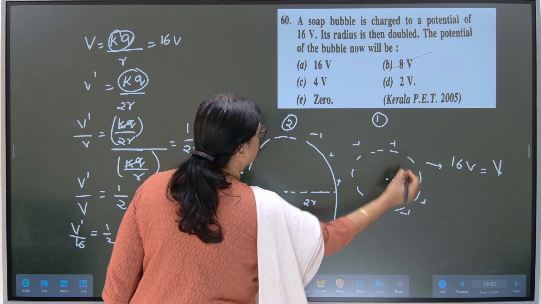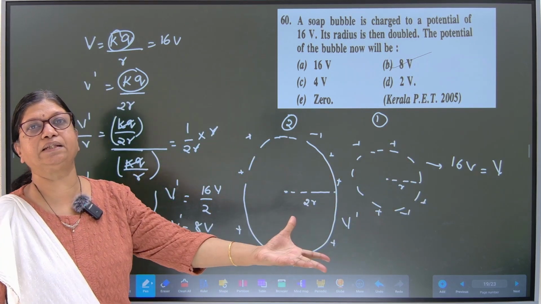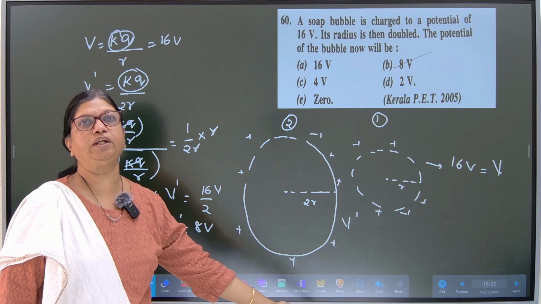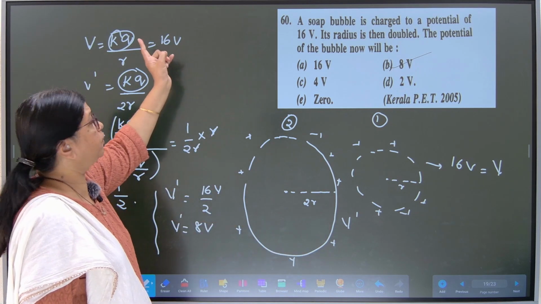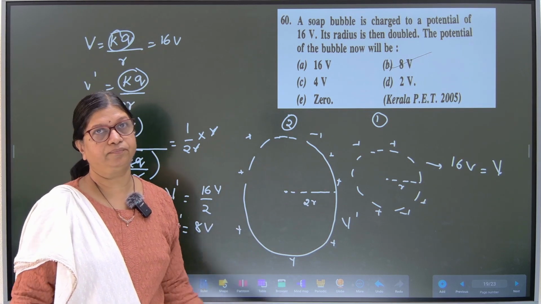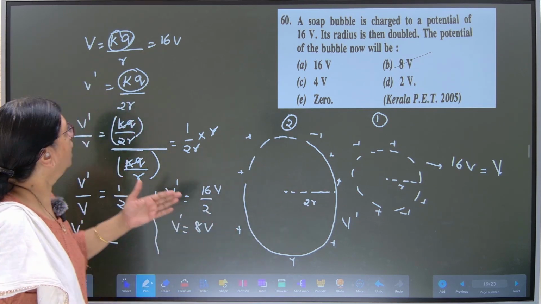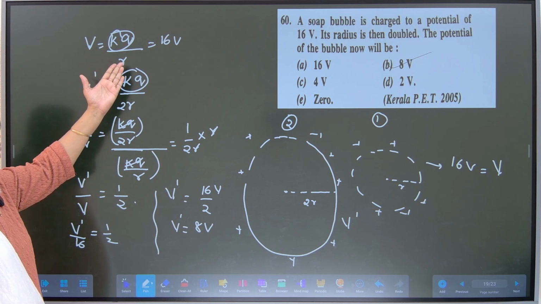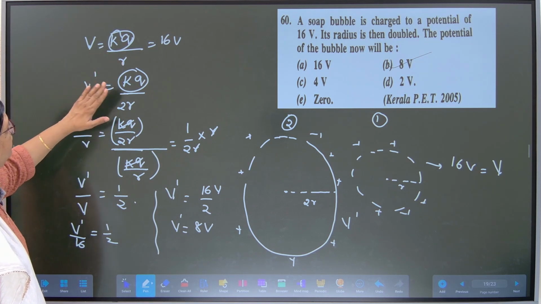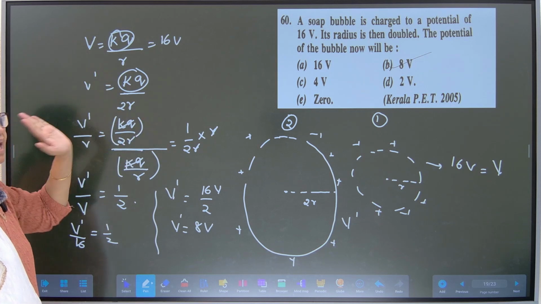Correct? Okay, then they said the bubble has increased its radius. So I increase the radius of the bubble. So there is a new potential V dash, because the potential depends upon the distance from the point to the charge. That's it. So the old one was written: old bubble, bubble number 1, bubble number 2. Divide. You can divide this by this or this by this. You will land up in this only.